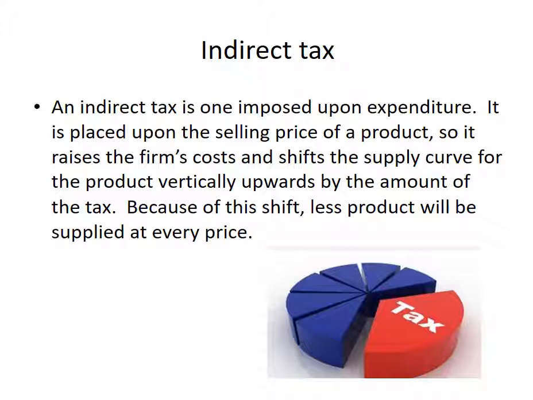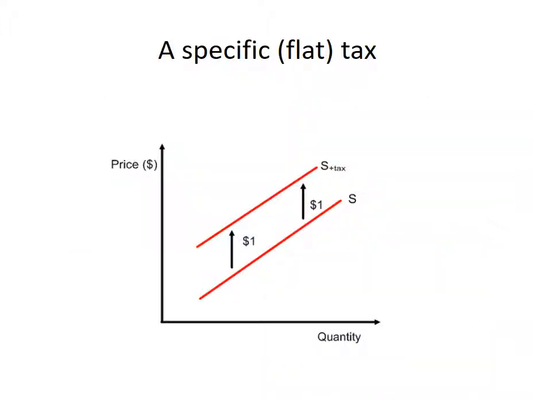An indirect tax is one imposed upon expenditure. It's placed on the selling price of the product, so it's going to look like it's going on the supply curve. So it raises the firm's costs and shifts the supply curve for the product vertically upwards. So we're not going to say to the left or to the right anymore. In the case of a tax, it's going up. In the case of the subsidy, it went down by the amount of the subsidy. Because of this shift, less product will be supplied at every price.